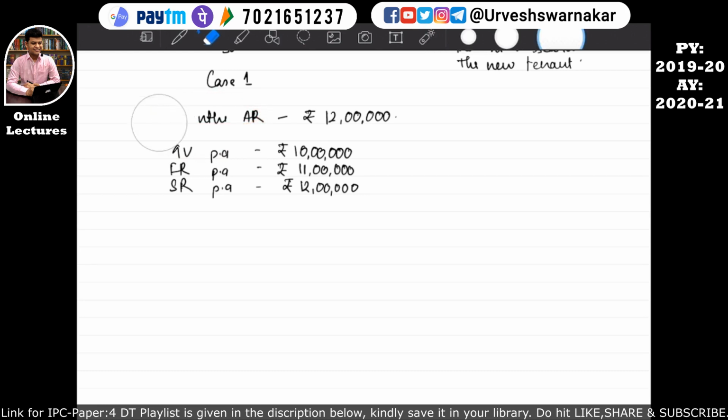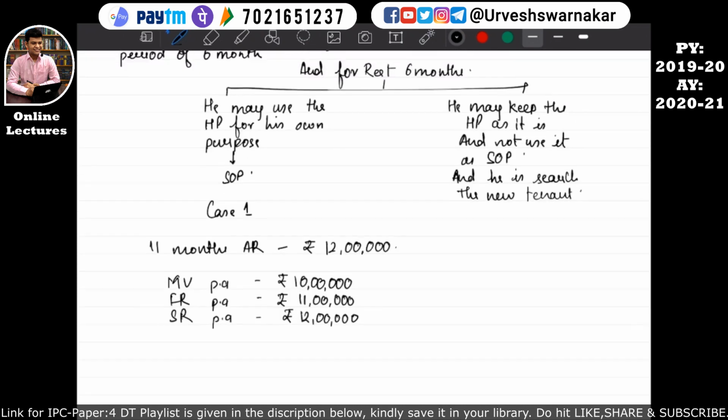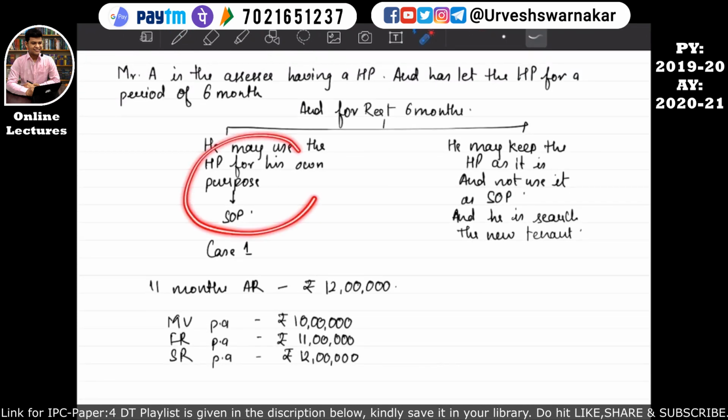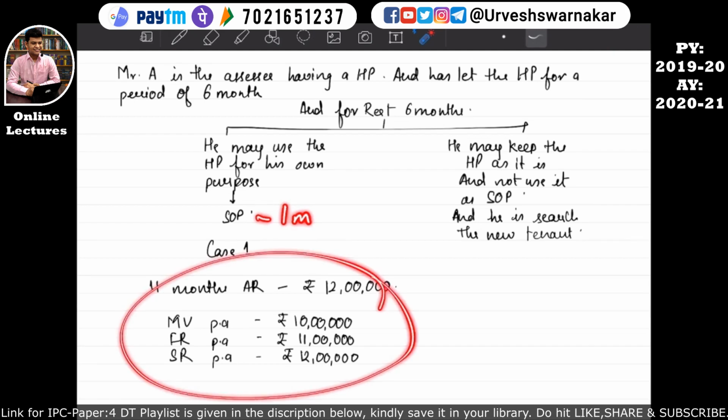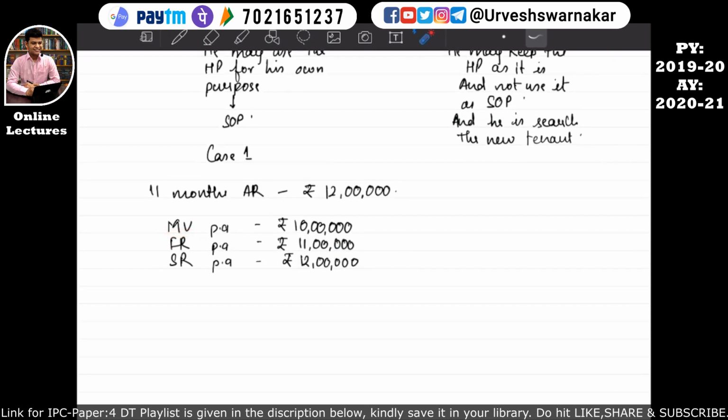If for example, instead of 6 months, the assessee would have let out the property for 11 months and for the last 1 month he would have used that house property for his own purpose, that means he would have used it as self-occupied house property for the last 1 month, then also this case would be applicable. That means the municipal value, the fair rent, the standard rent will be taken for the entire year only. Even for the vacancy period also, the assessee has to take the municipal value, fair rent, standard rent for the entire year in order to calculate GAV.